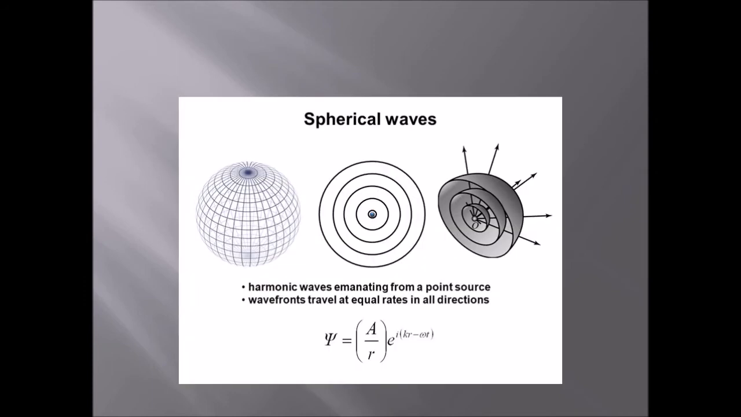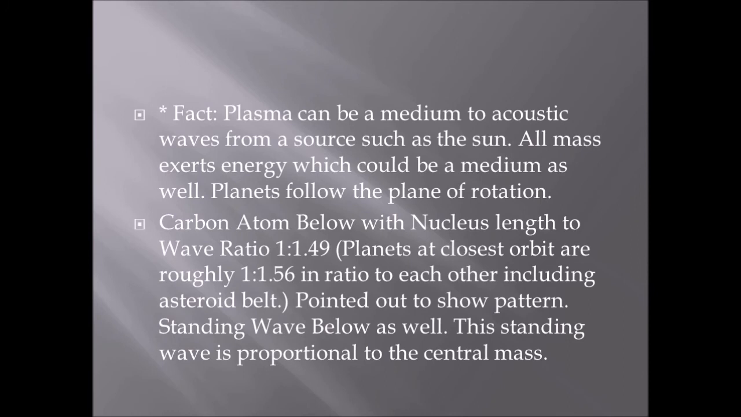So here's a picture of spherical waves. Clearly to me, this is why we have the swim lanes, and the planets have their swim lanes coming off, going around the sun. And the same swim lanes are true inside the atoms, and it's just proportionally scaled up when the mass increases.